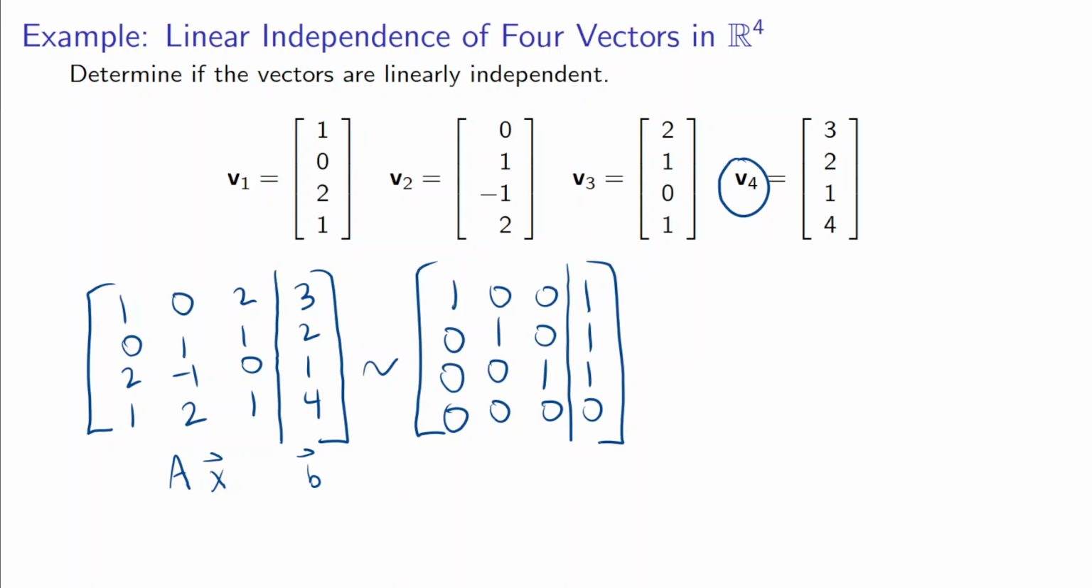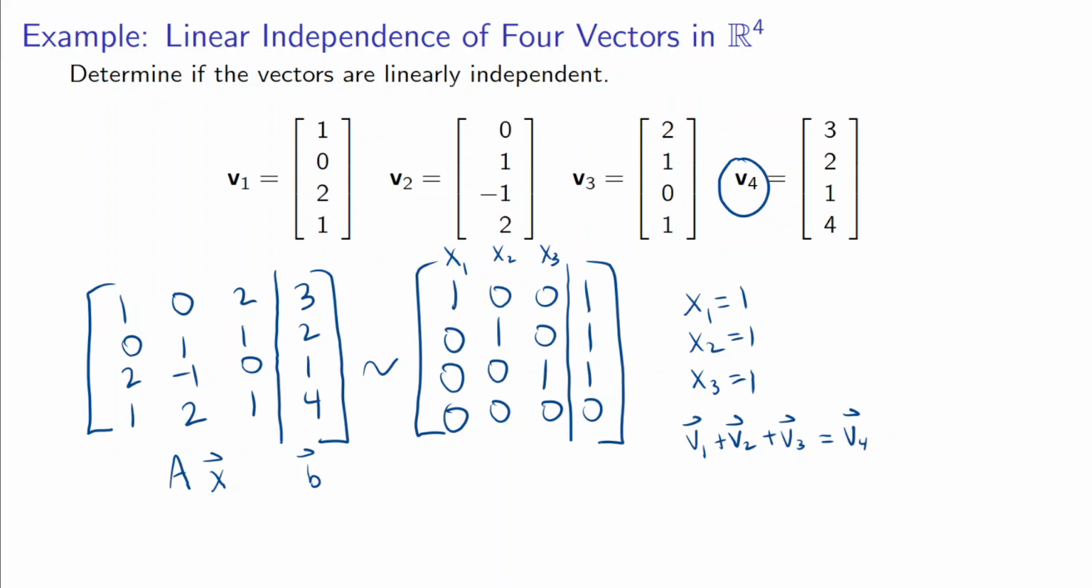And in particular, that solution essentially says, if x consists of x1, x2, and x3, then what this tells us is that x1 would equal 1, x2 would equal 1, and x3 would equal 1. And so our solution to this is just 1, 1, 1, meaning that 1 times v1 plus 1 times v2 plus 1 times v3 equals v4.